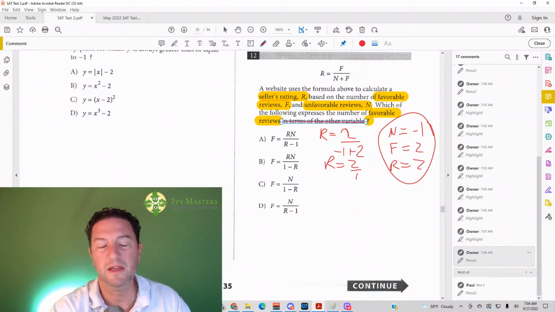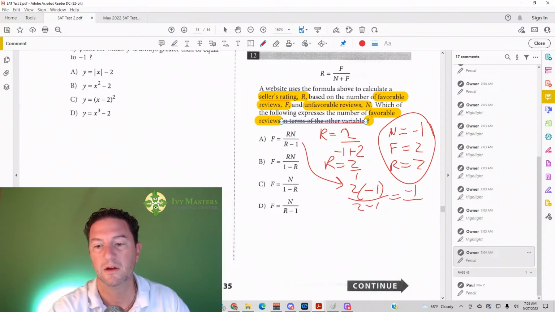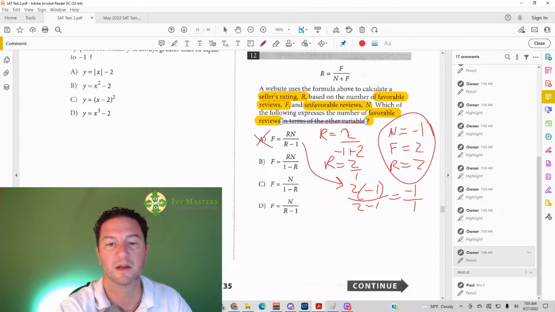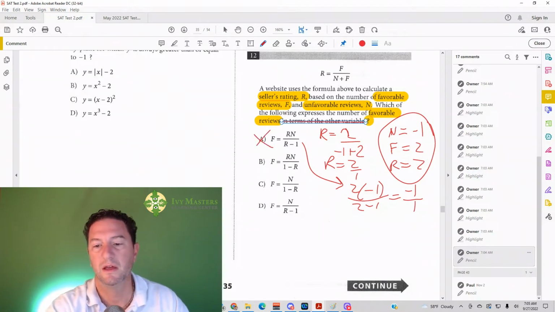So answer choice A, if I plug into the right side over there, I need F, so I need to get 2. So Rn would be 2 times -1 over R minus 1, which would be 2 minus 1. And then I get -1 over a positive 1, which would give me -1. I need a positive 2. This is gone. And actually, it's -2 over a positive 1. I get -2. I need a positive 2.